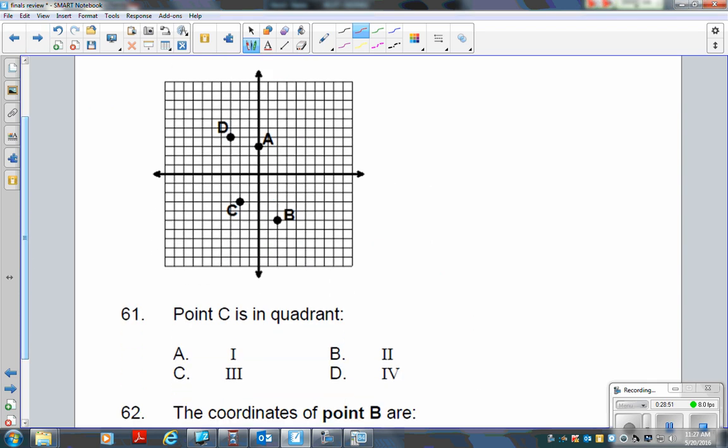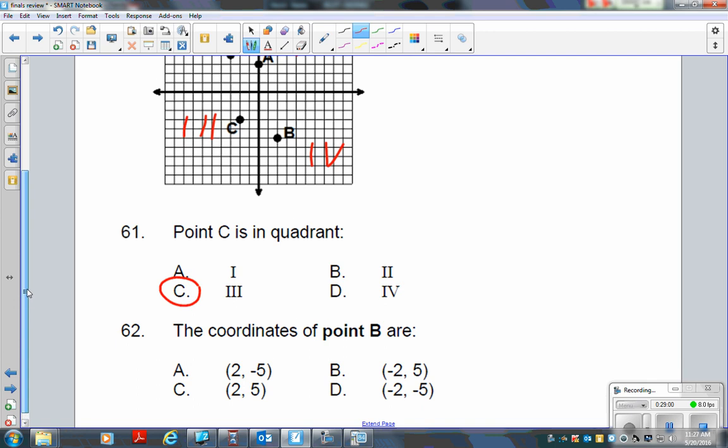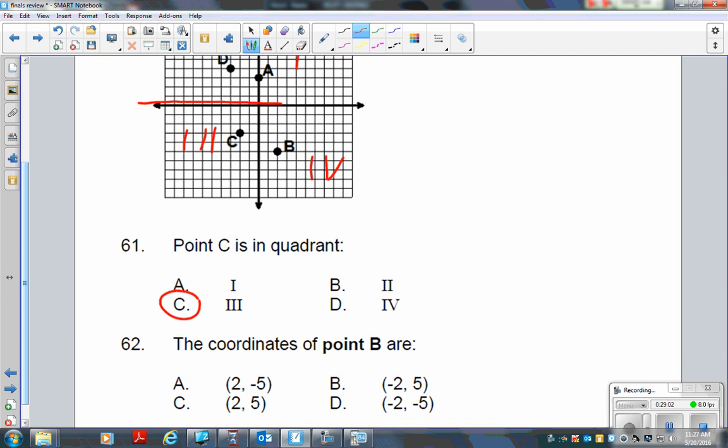All right, this is quadrant 1, 2, 3, 4. The letter C is in quadrant 3. In order to get to B, you have to walk the 2. That's positive 2. And you have to climb down to 5. That's negative 5.